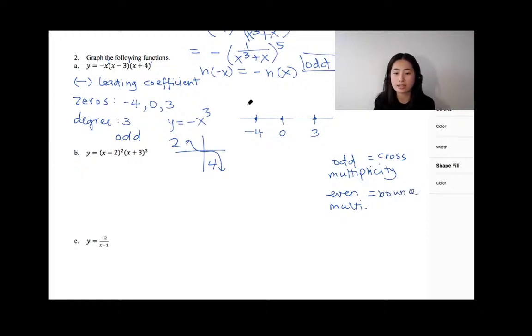So in that case, you're going to cross. You're starting from quadrant 2 because you know it's a leading coefficient of a negative sign. So you're crossing this, right? Again at 0, because its multiplicity is odd, you're going to cross this again, right? And then you're going to cross another one for 3, right?